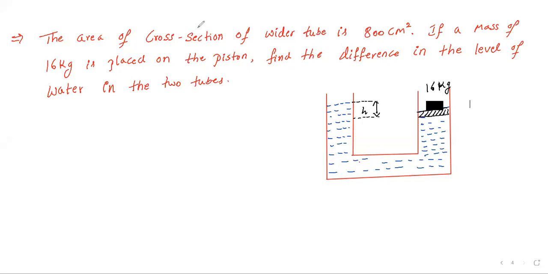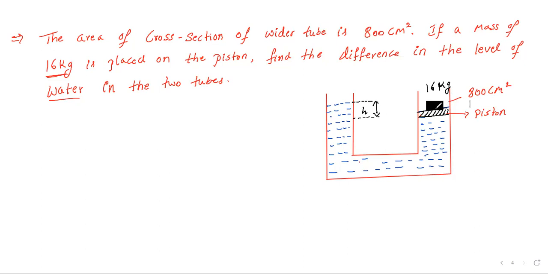The cross section of a wider tube is 800 centimeters square. Here is the wider tube, and this area is 800 centimeters square. If a mass of 16 kg is placed on the piston, you can see the piston here. Over the piston, a 16 kg mass is kept. Find the difference in the level of the water in the two tubes.